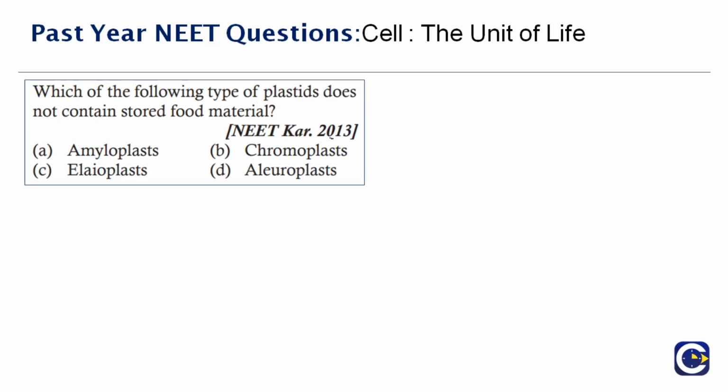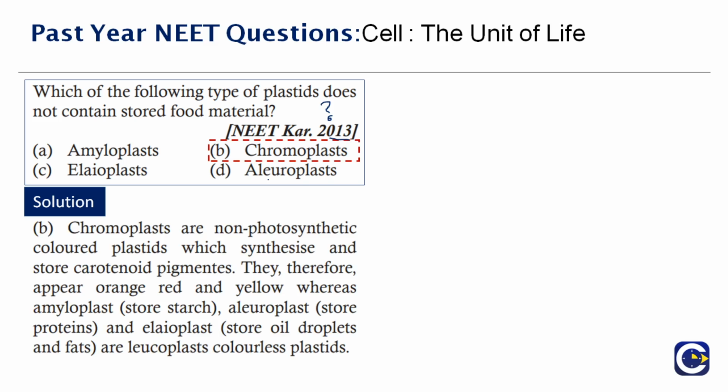This question was asked in the year 2013. Again 2013. Okay, let's read it here. Which one of the following type of plastids does not contain stored food material? They're asking which does not contain. Okay, now coming to each option here. You have amyloplast, elaioplast, chromoplast, aleuroplast. So what is the correct answer here? Any idea? The correct answer here is option B, chromoplast.